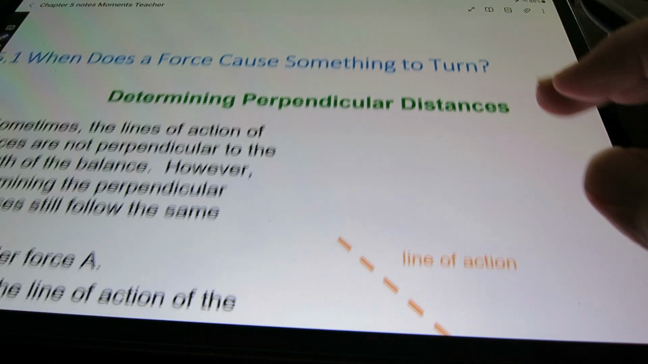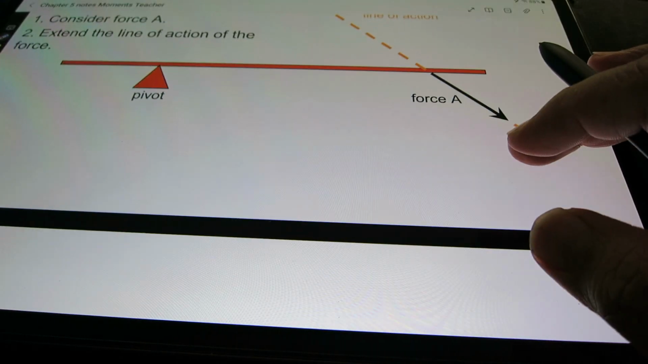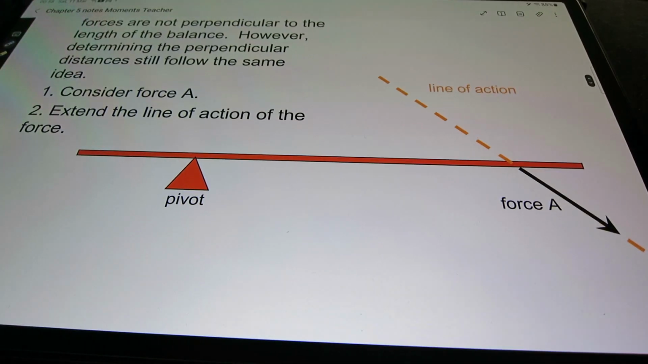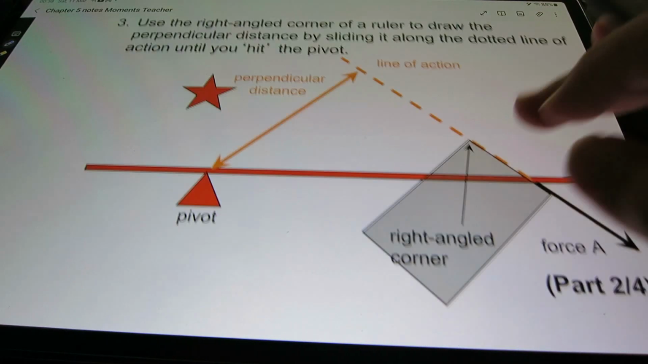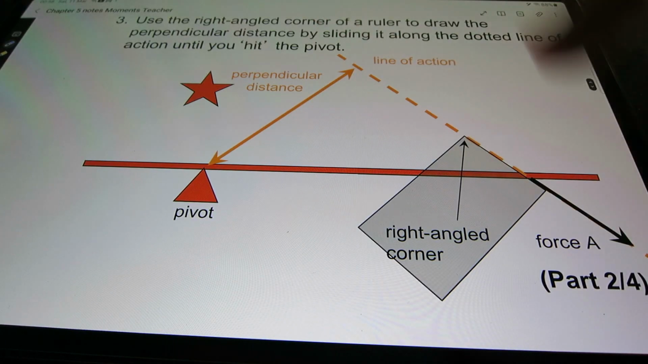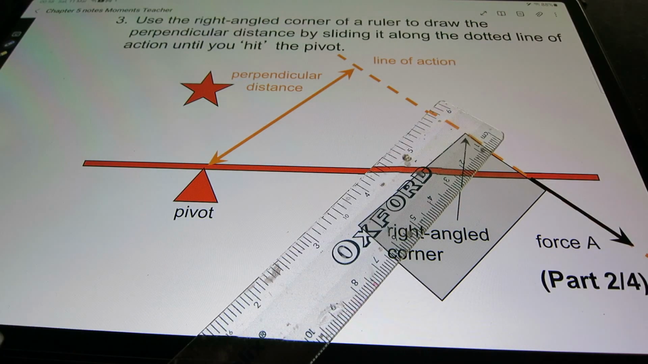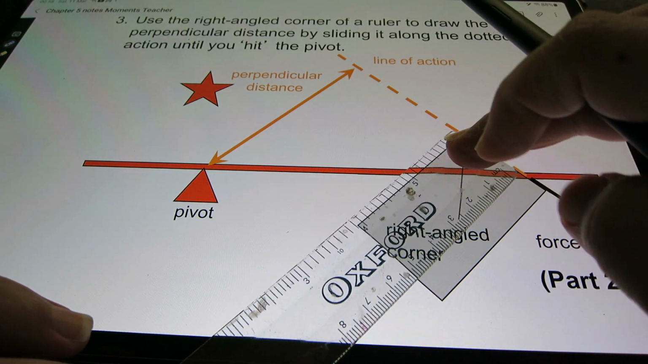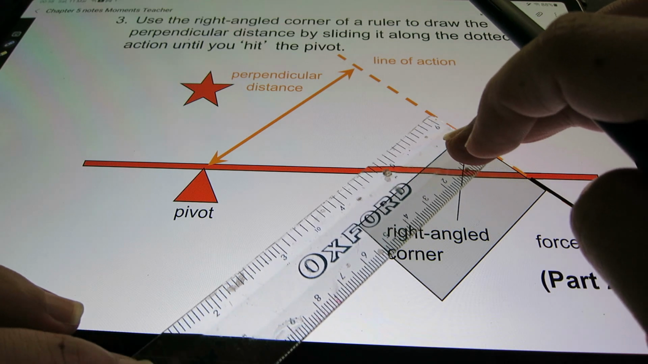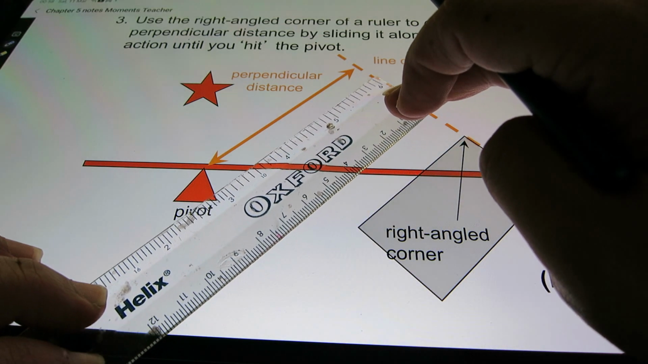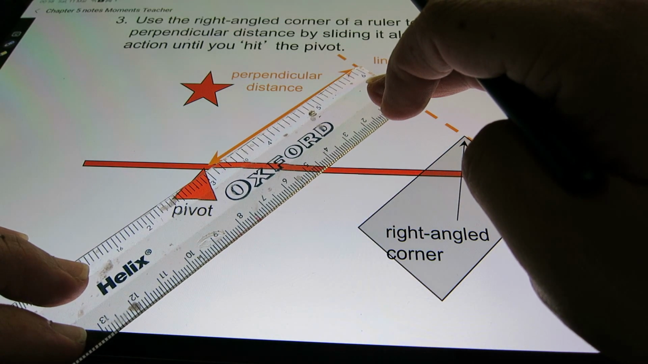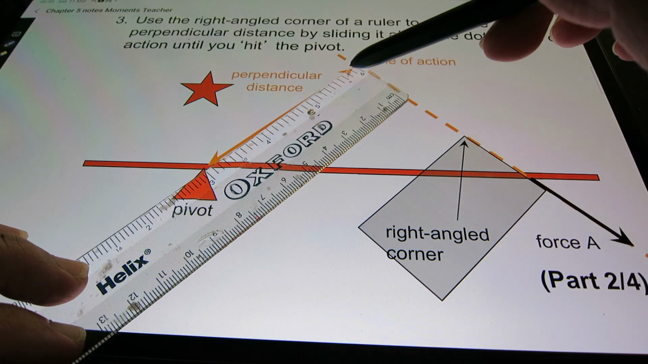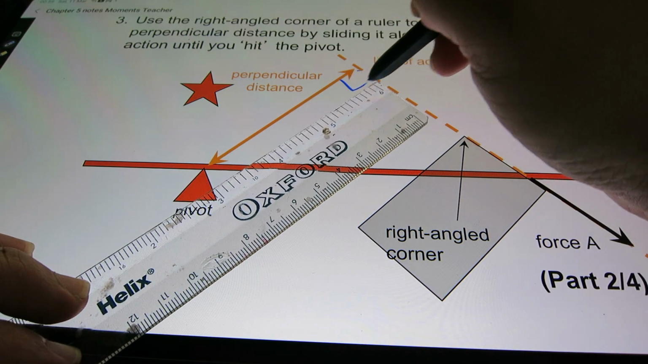Alright. Now, for some of you who struggle with this, there is also a surefire way by using just a ruler. Alright, so I've drawn the line of action. I know where the pivot is. If you are struggling with the perpendicular distance, then all you need to do is put your ruler down onto the line. Make sure one of the edges is sitting directly on the line, and then you slide, you slide until the ruler hits the pivot. Then this is the perpendicular distance, because then you will form a 90 degree line.